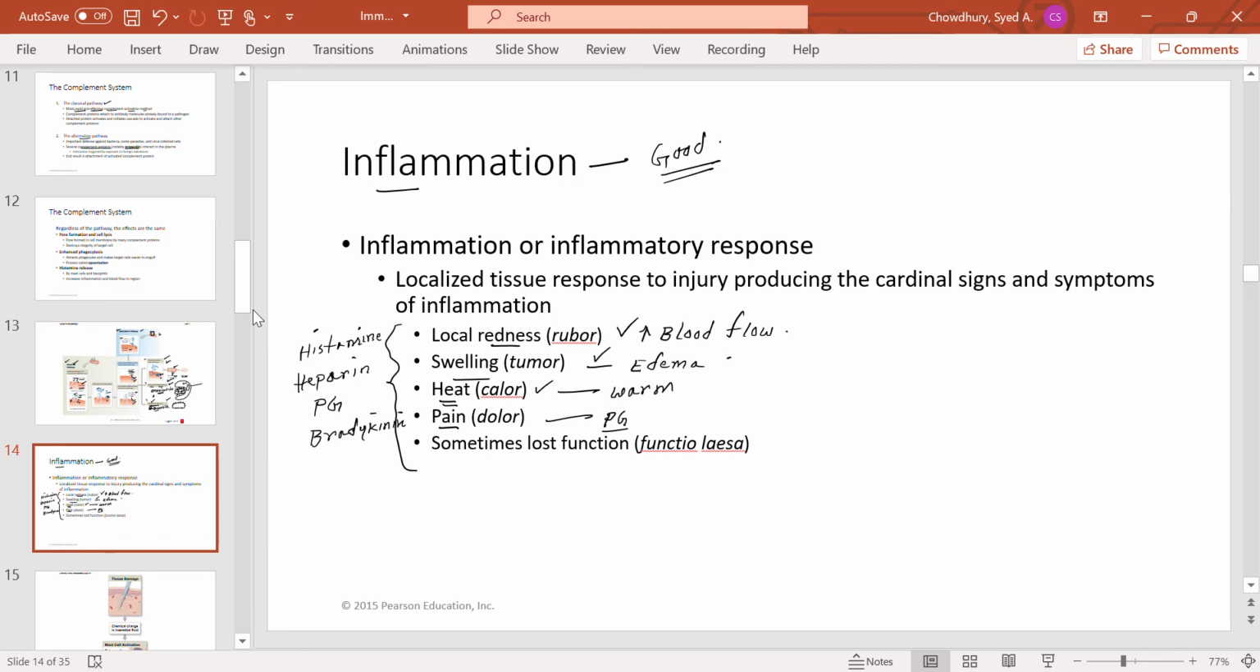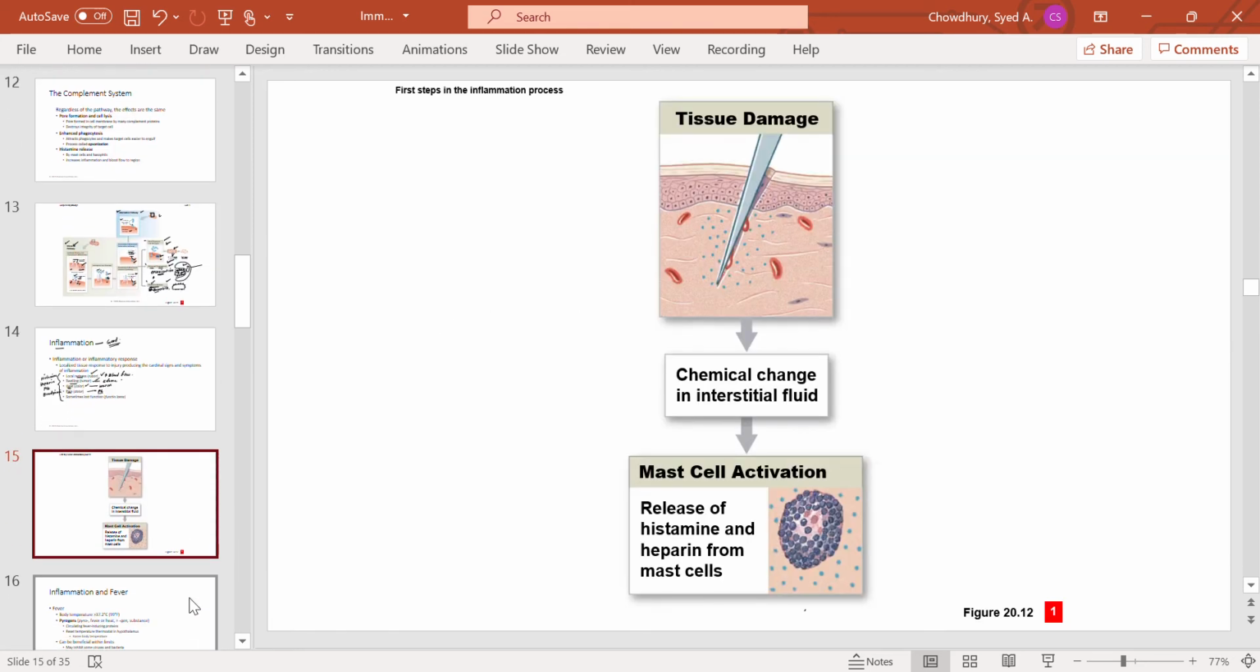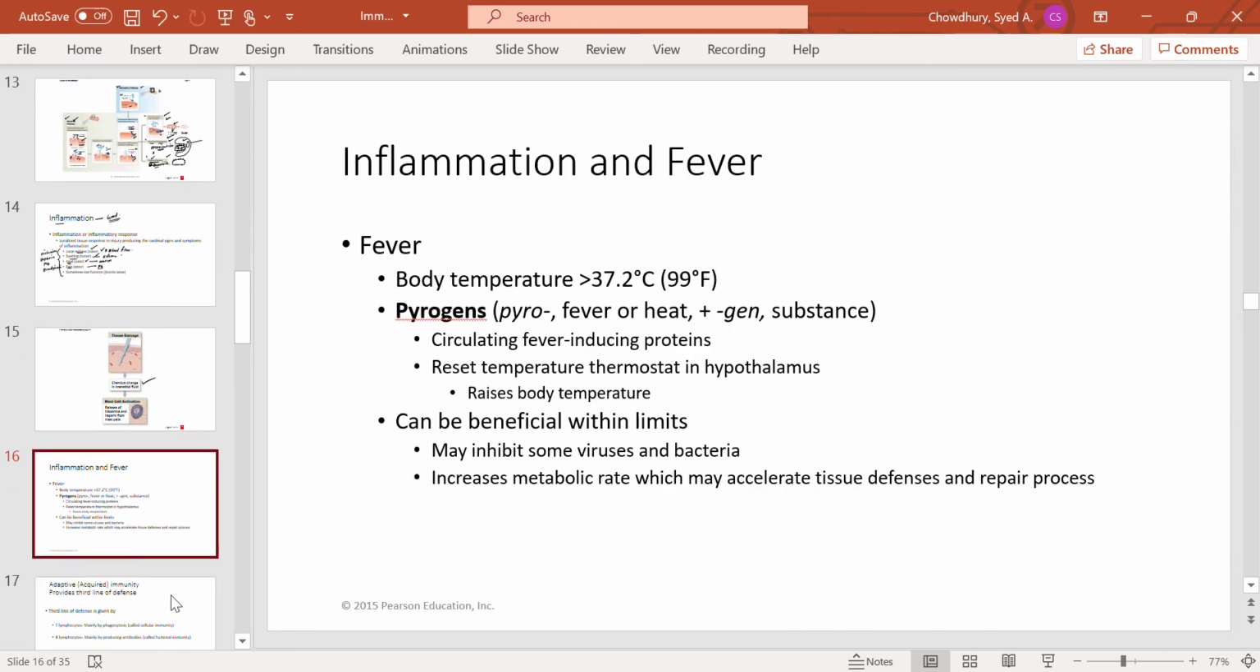Makes sense? So these chemicals will make these changes at the site of inflammation, and these chemicals are released from the cells in the tissue. Okay, so chemical changes. Fever also helps in immunity.